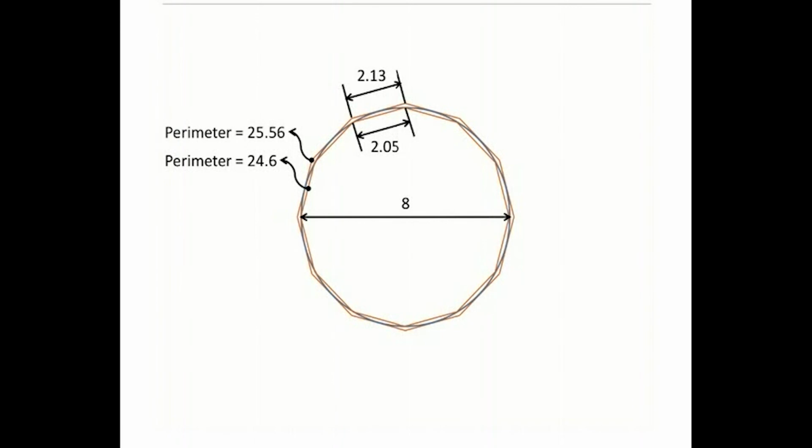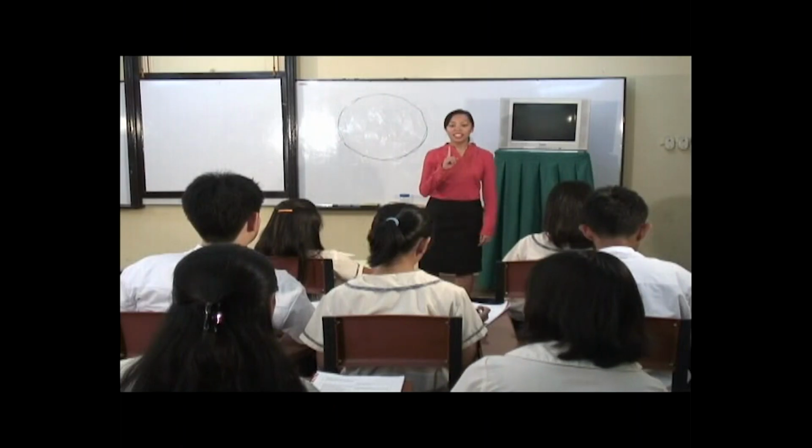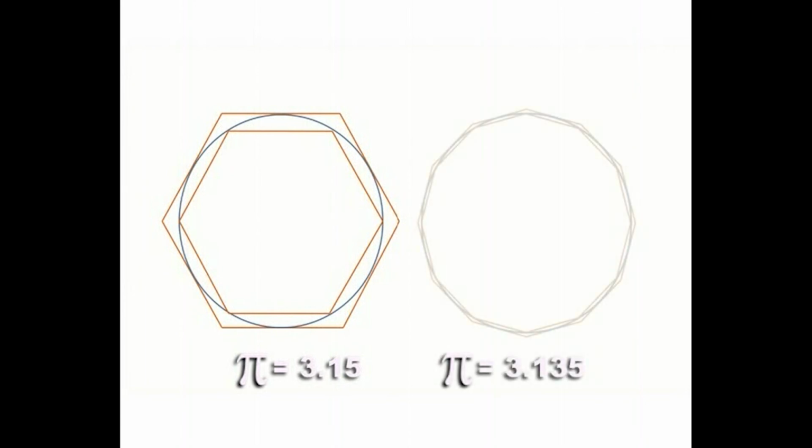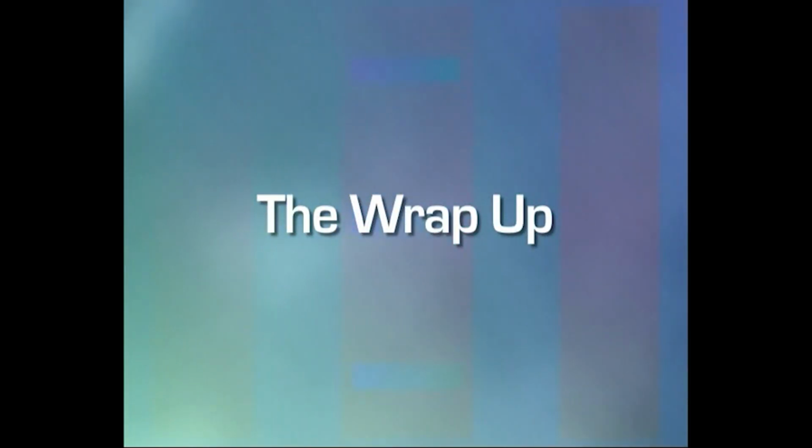So, based on these measurements, pi will be between 3.075 and 3.195. Hey, that's a much smaller range than the last one. That's right! Using hexagons, we found pi to be approximately 3.15. Using the dodecagons, we found pi to be approximately 3.135, which is a closer approximation. So, the more sides, the better?